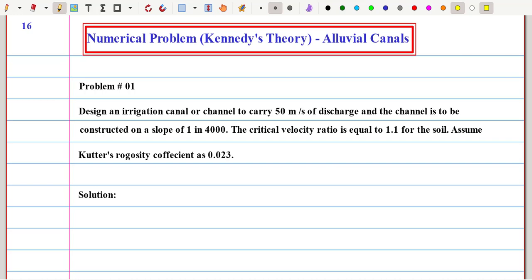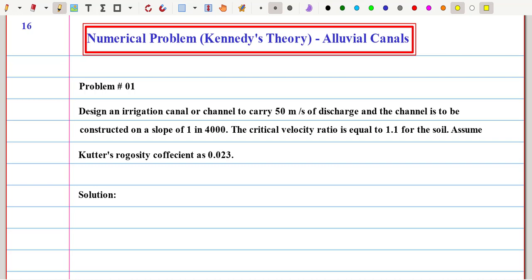1 plus 23 plus 0.00155 divided by S, and then multiply it by N divided by under root R. This is the formula to find out the Chezy's coefficient.